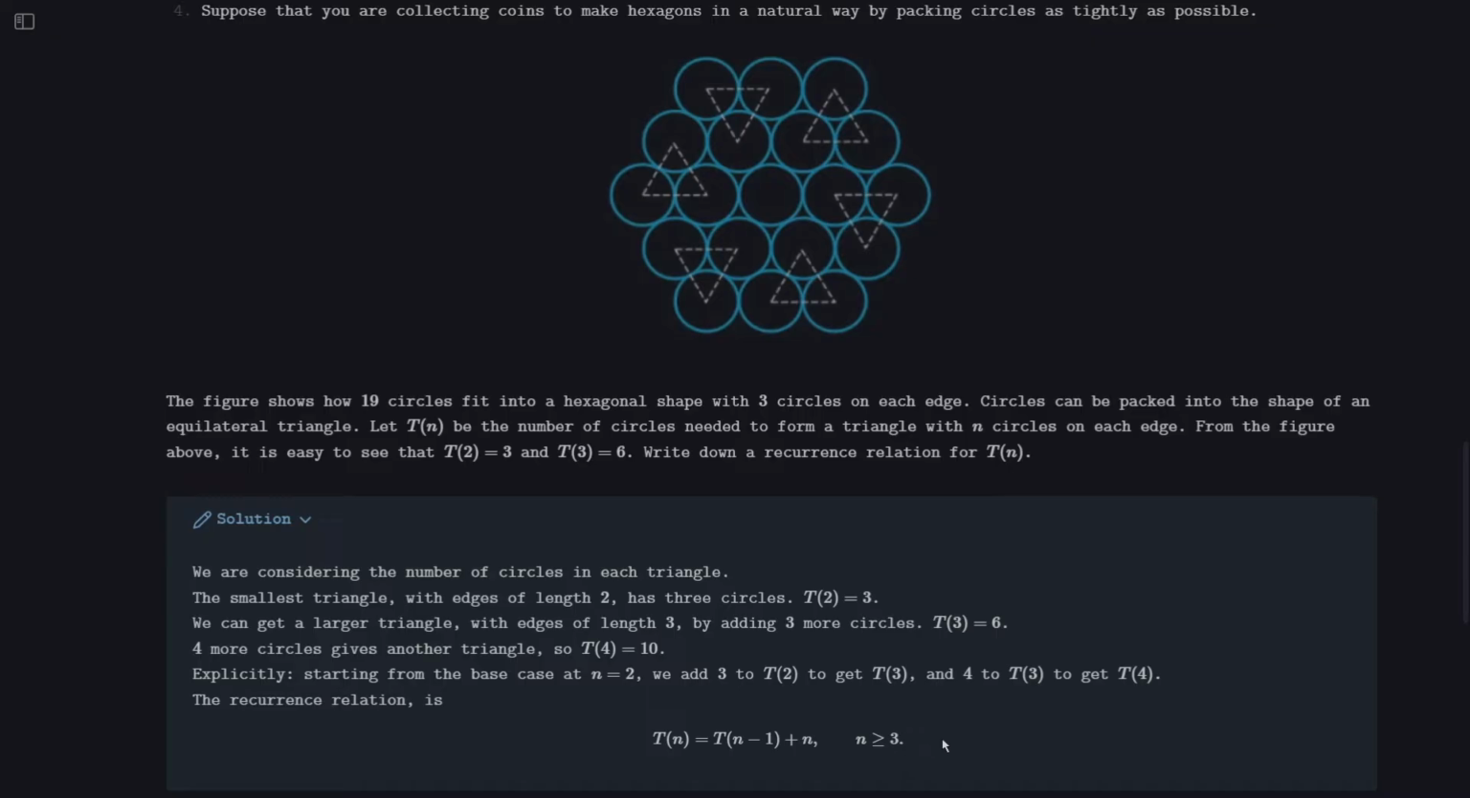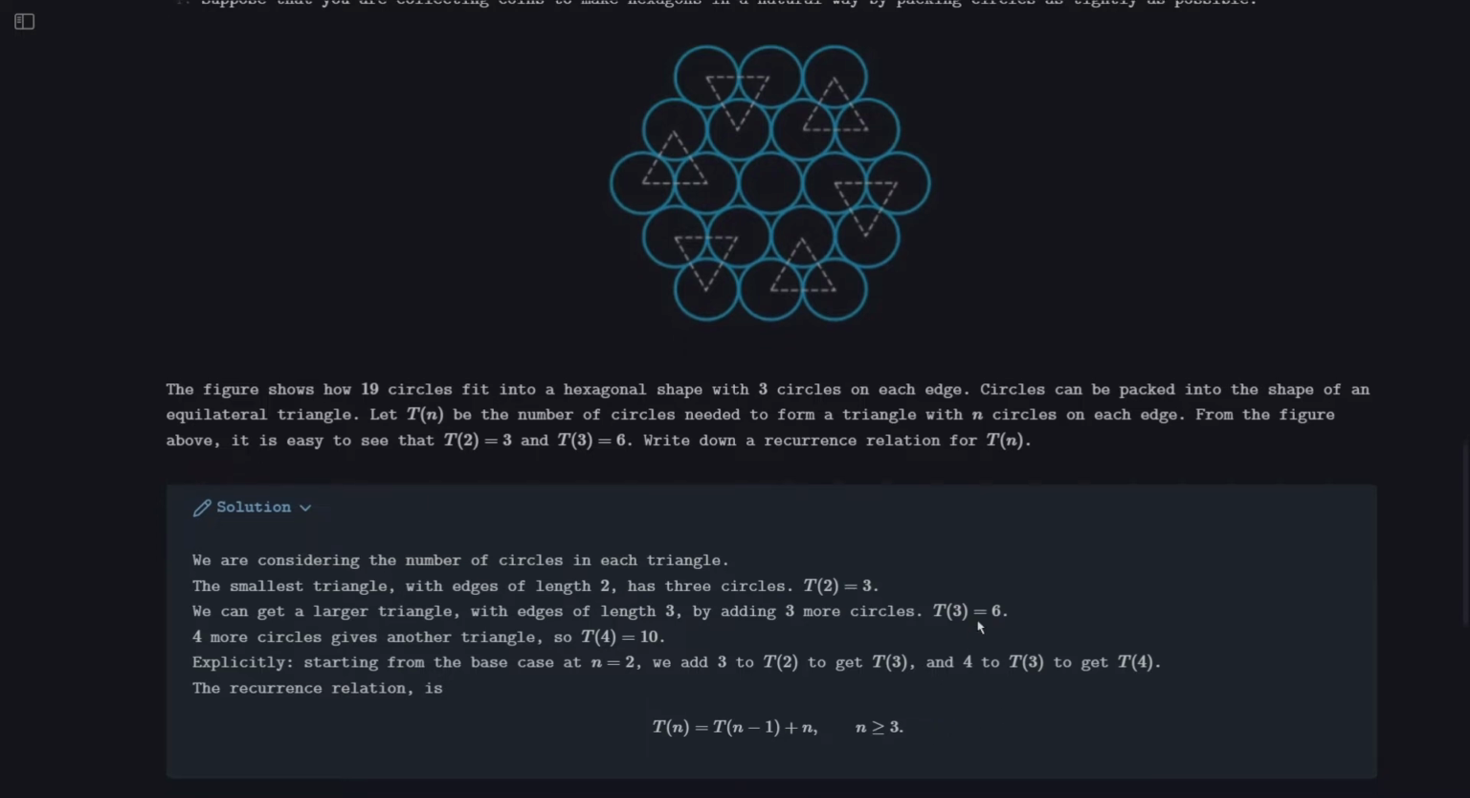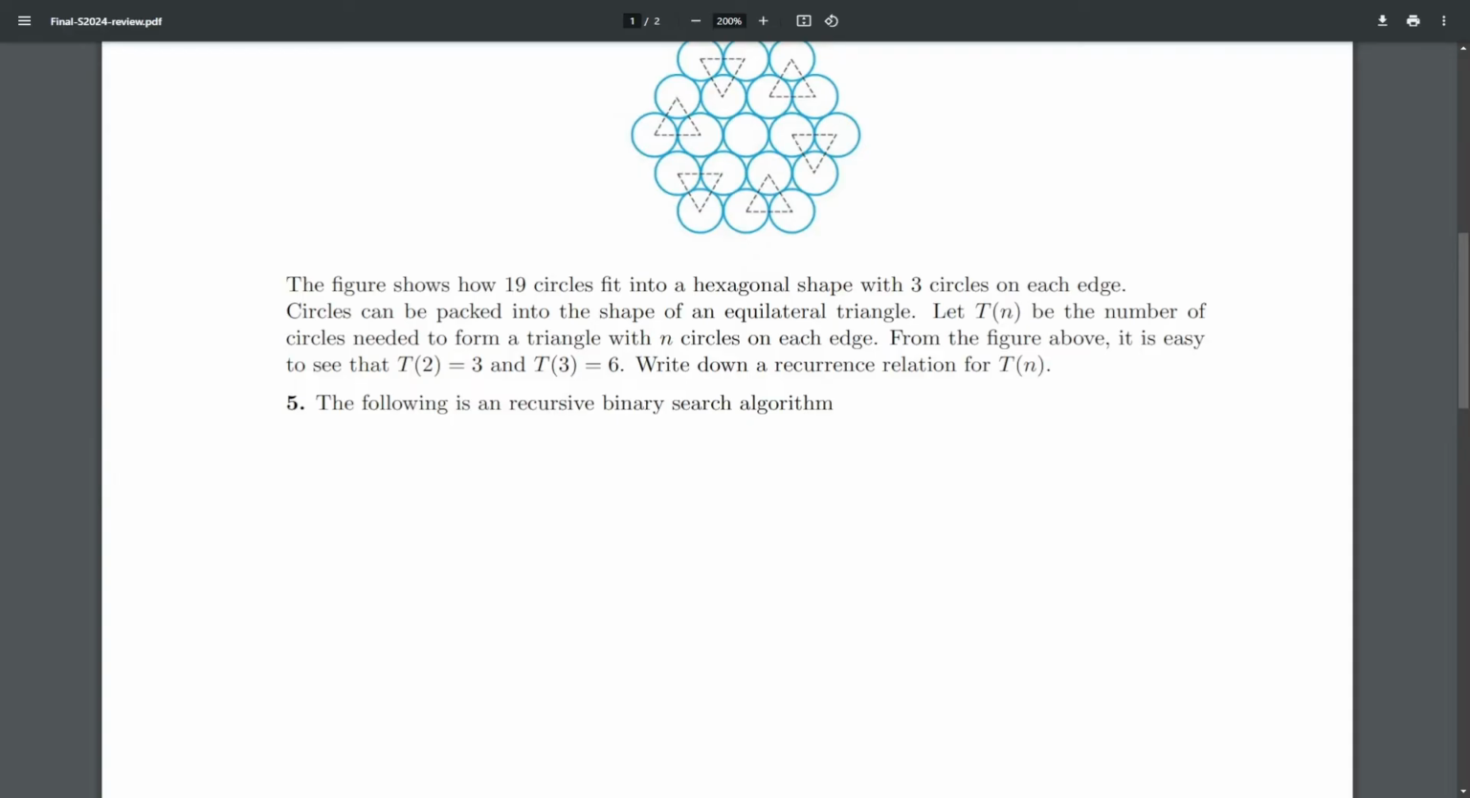And I should have added extra that t of 2 is equal to 3 for the base case. Okay, now putting this into the other app would have been too much effort, so I didn't bother. Excuse the flashbang of going from dark mode to light mode.